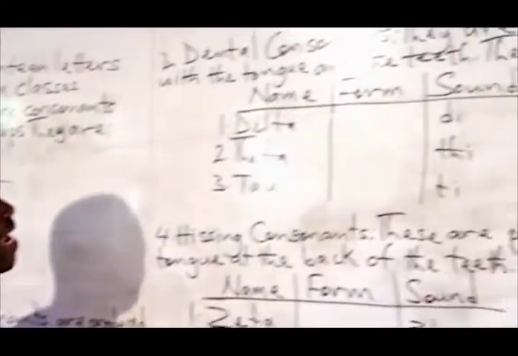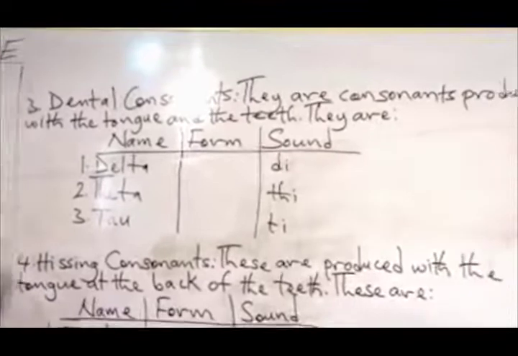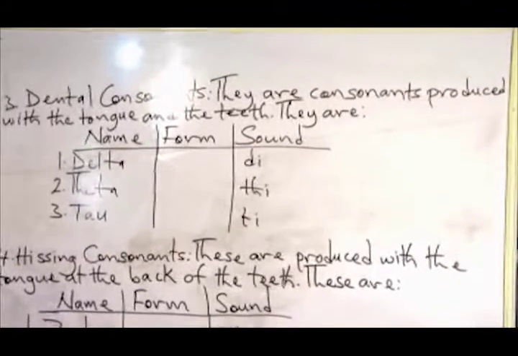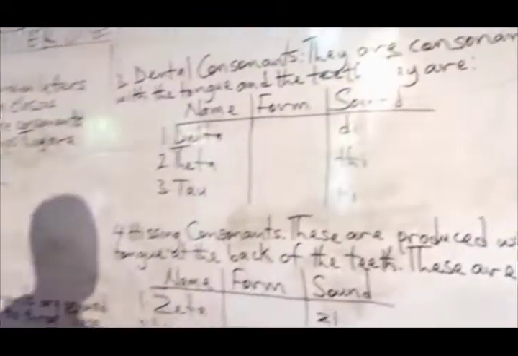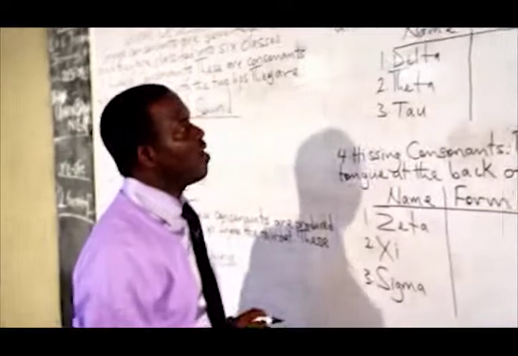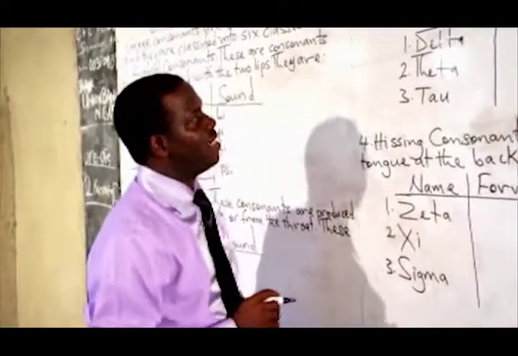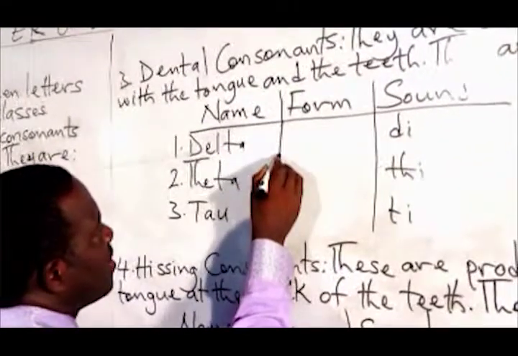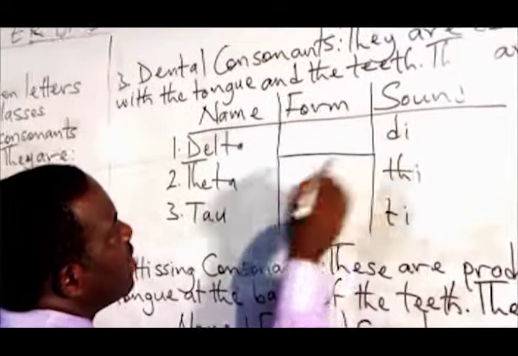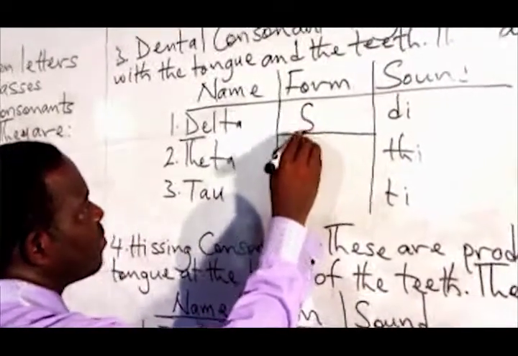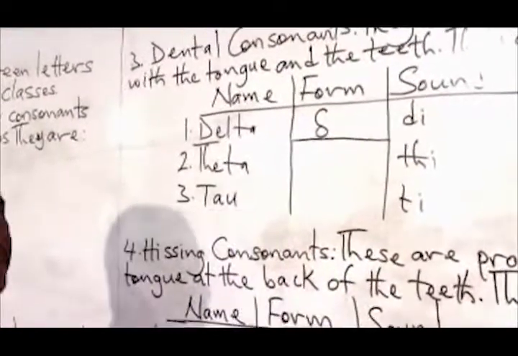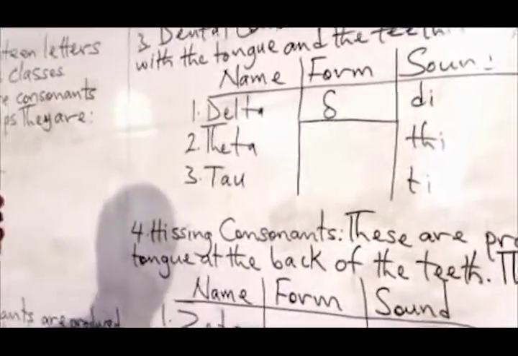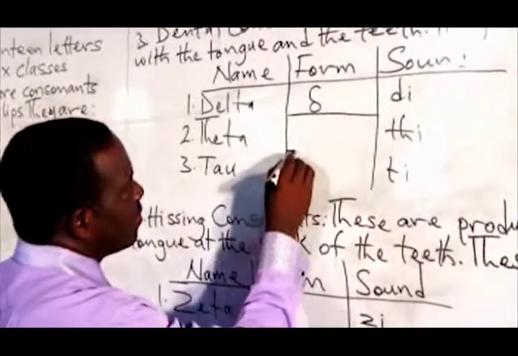We are going to the next group. The next group is dental consonants. They are consonants produced with the tongue and the teeth. The first one is called delta. This is how to write delta. And delta sounds as D.